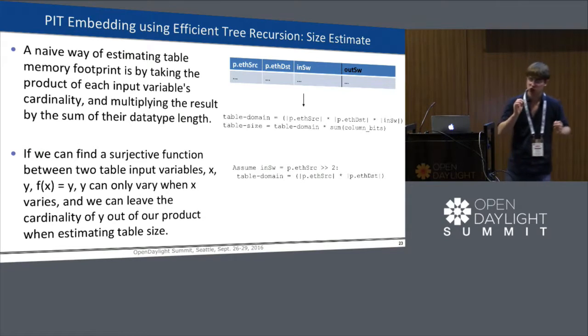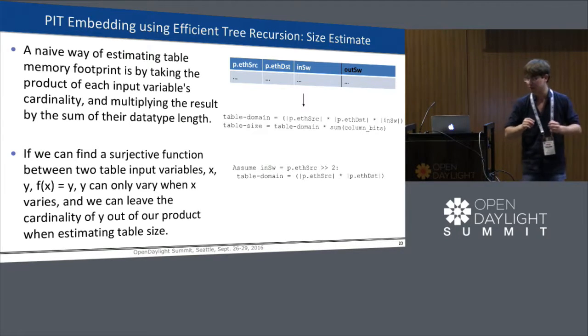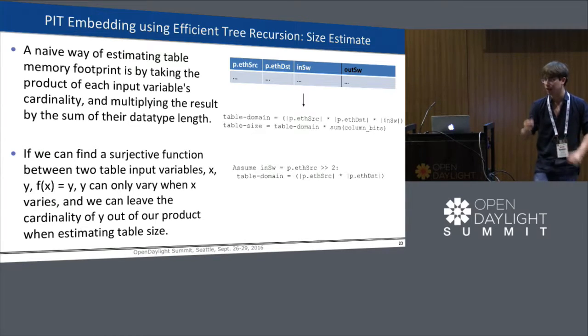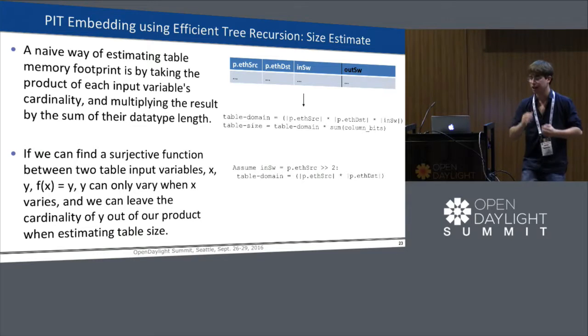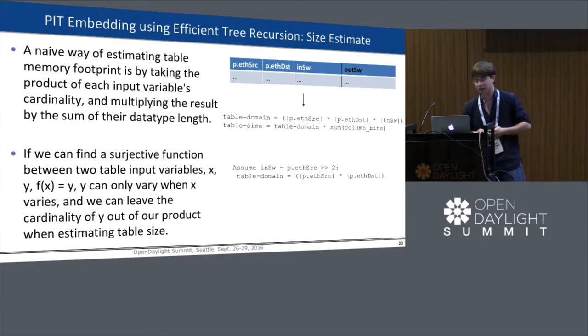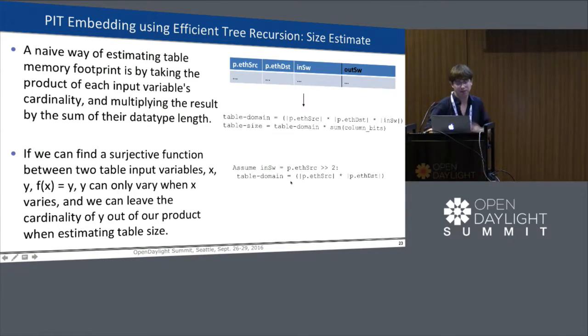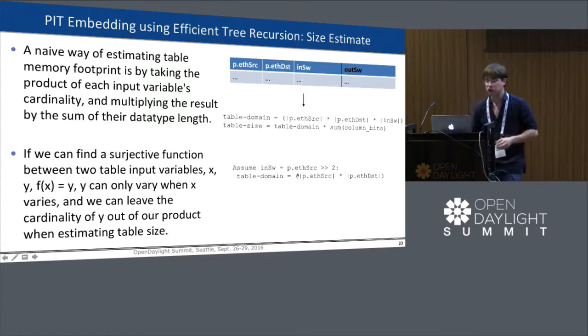One optimization here. If we can find a surjective function between two table input variables, x and y, such as f(x) equals y, this tells us that y can only vary when x varies, because f has to be a deterministic function, and we can leave out the cardinality of y when estimating product size. That is, if in_switch is some function of packet switch, which you can see above, we don't need to worry about in_switch's size when calculating the size of the table, because there will exist no points at which in_switch varies and the source switch does not.